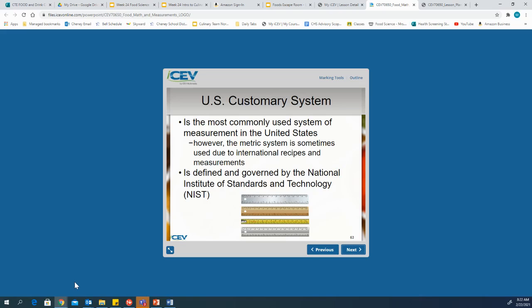The US customary system is how we are going to be measuring things in my intro and advanced culinary classes. It is the most commonly used system of measurement in the United States, but the metric system is sometimes used because of international recipes. I've worked for a Canadian company before, and all of the recipes that we used were in the metric system. But for the most part, you're going to see US customary recipes. It is defined and governed by the National Institute of Standards and Technology.